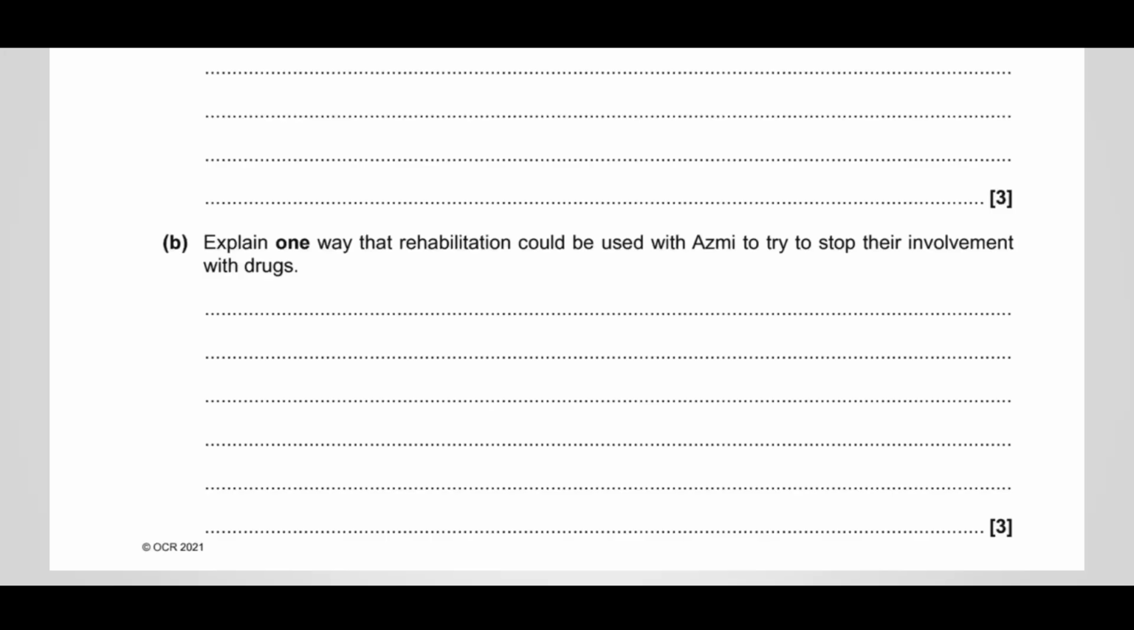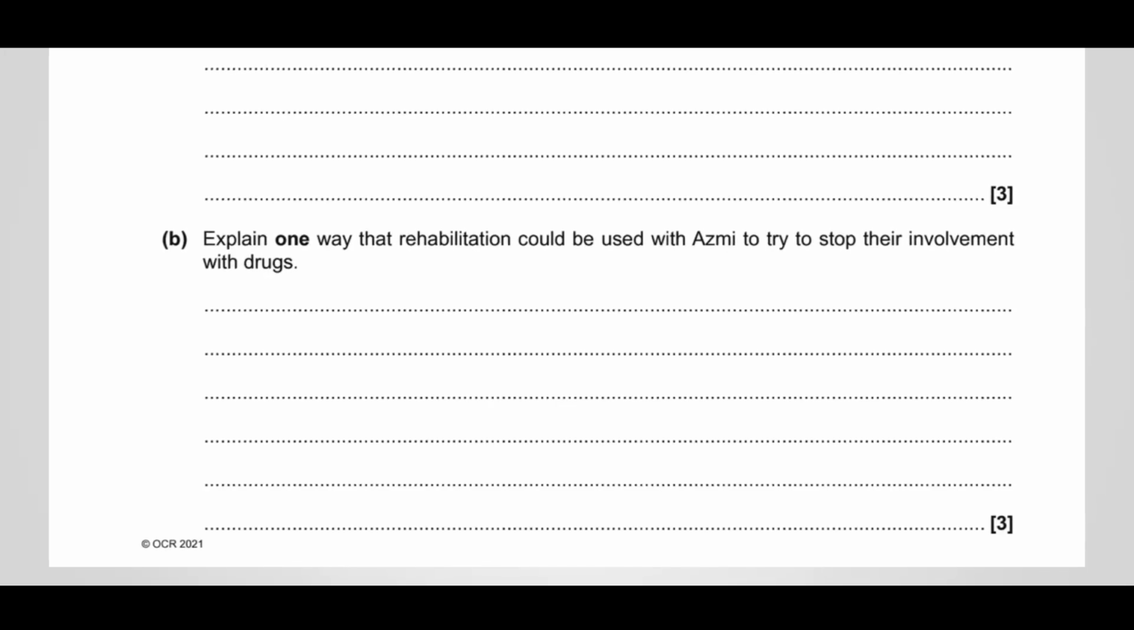So my big top tip is to actually reference the source, quote the source throughout your entire exam. Make sure that any sources that you get, you refer to them in that question. It's really, really important. And we keep that up for part B. Again, explain one way in which rehabilitation could be used with Asmi to try and stop their involvement with drugs. Well, in order to get rehabilitation going on, we need to be using either restorative justice or the use of positive role models. They're the 2 that are named on the spec.